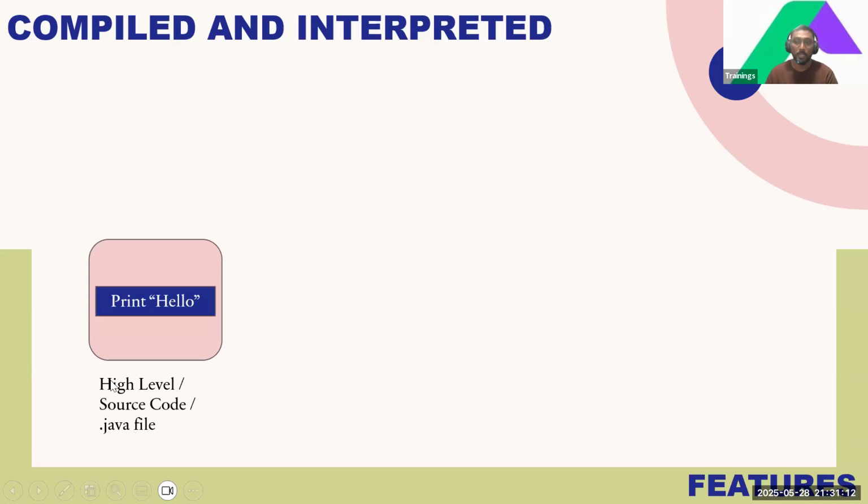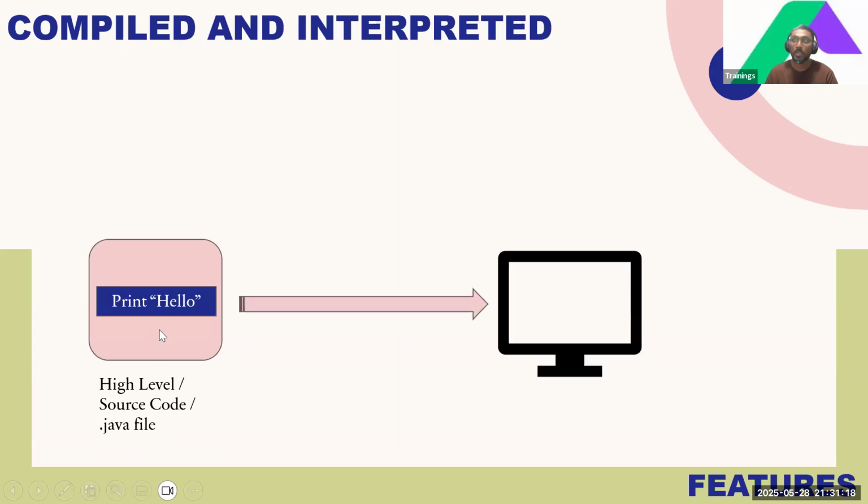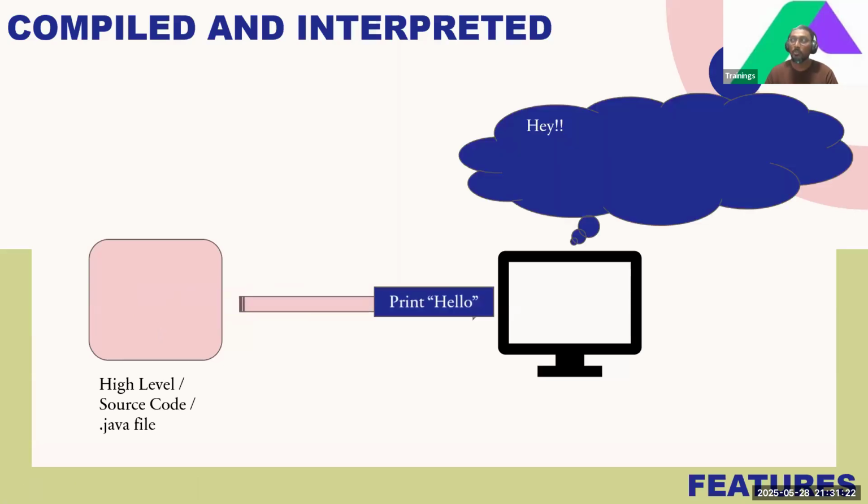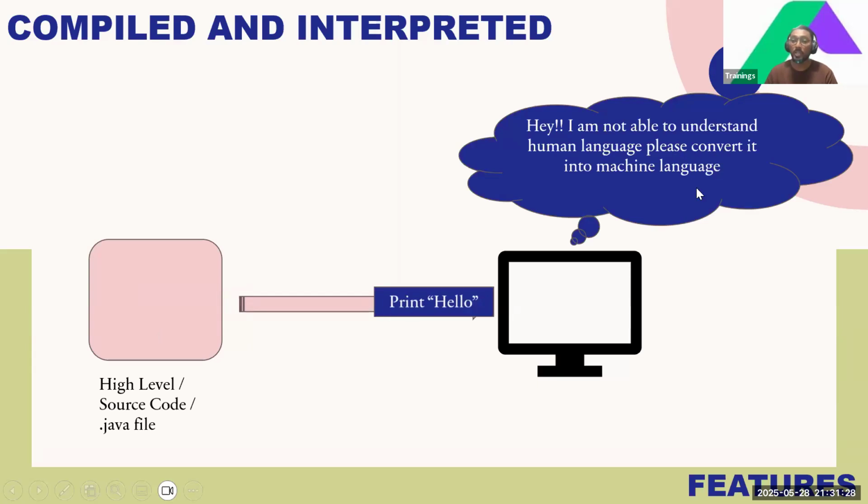In other terms, we call it high level language. I have written this high level language, and I am giving it to my machine to execute it. My machine will say, I am not able to understand this high level language. Please convert it into machine language, then I can follow the instruction. This is the instruction I am giving to the machine, but the machine is not able to understand, so it is saying to convert it.